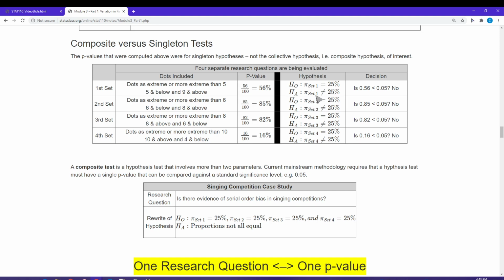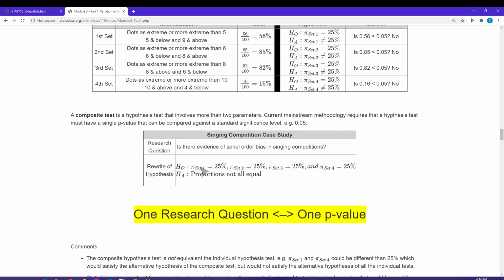So on the screen here, when I have a hypothesis set up in this structure, we call that a singleton test, because I'm only looking at a single parameter. Here would be testing set 1, set 2, set 3, set 4. That's doing that individually. A composite test would be where we consider all of those parameters simultaneously. Now, when we do a composite test, or when I have a single research question, I should obtain a single p-value, or I need to obtain a single reference distribution.